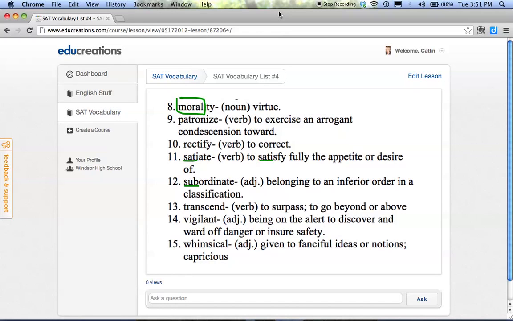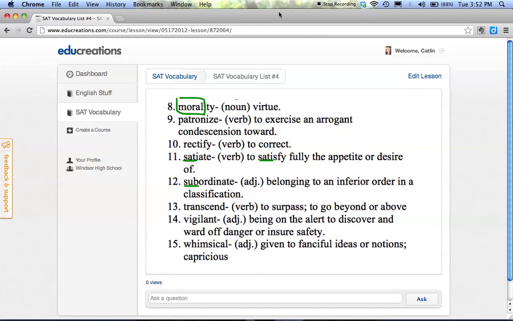Subordinate, tomato, you can kind of say it however you want. I've heard it both ways. But it just means to be below, okay, in some kind of category, whether it's a social class or a work environment. You are below somebody else if you are subordinate.